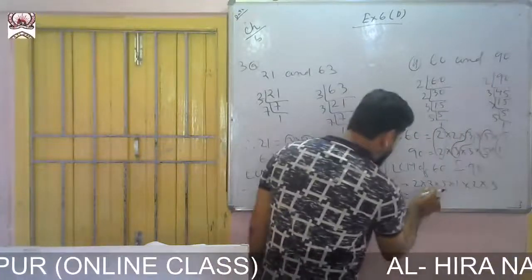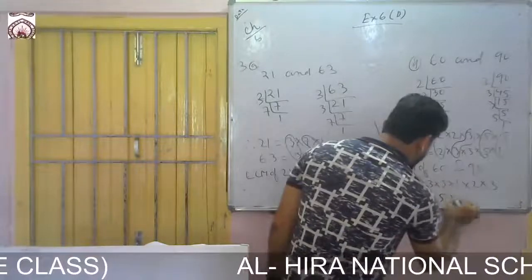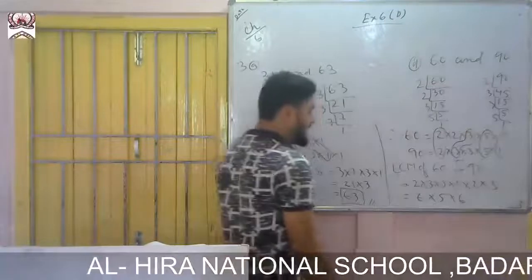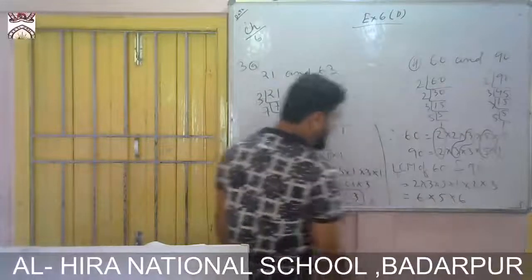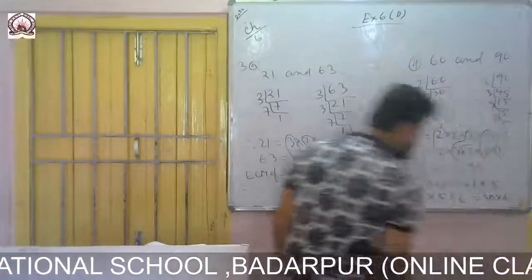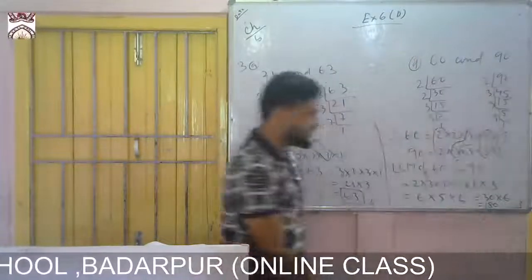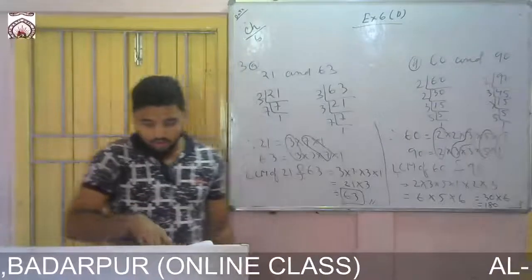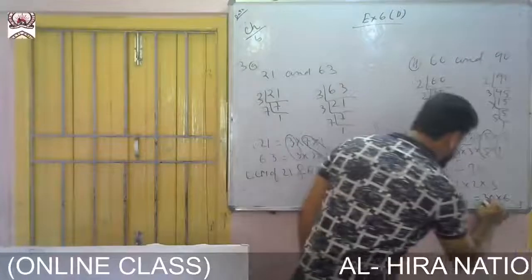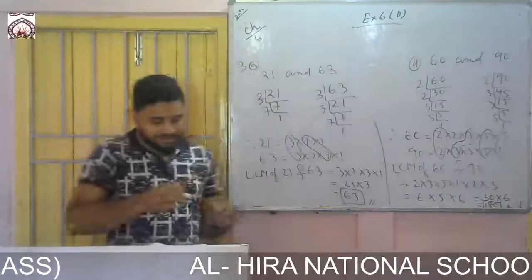So now multiply: 3 2s are 6 into 5 1s are 5 into 2 3s are 6. Now 6 5s are 30. So 30 into 6, I think it is 180. So this is the answer, 180. So these all are in the same process.